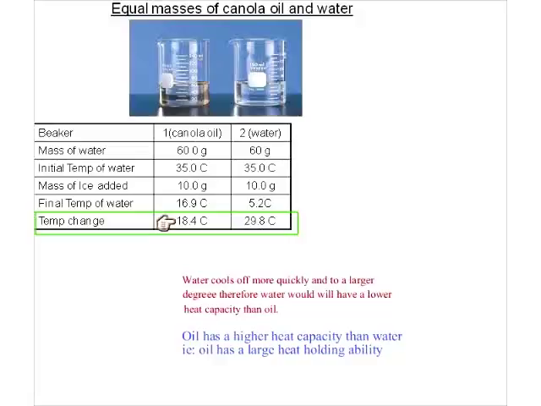So what we're saying then is water cools off a lot more quickly. So water is less able to hold on to its energy than the canola oil. The canola oil hangs on to its energy much more efficiently, I guess, or it has a much higher heat holding capacity. So in this case, because water cools off more quickly, it has a smaller heat capacity than the oil, or vice versa, oil has a much higher heat capacity than water. The oil is going to stay hot longer because it has a higher heat holding capacity.